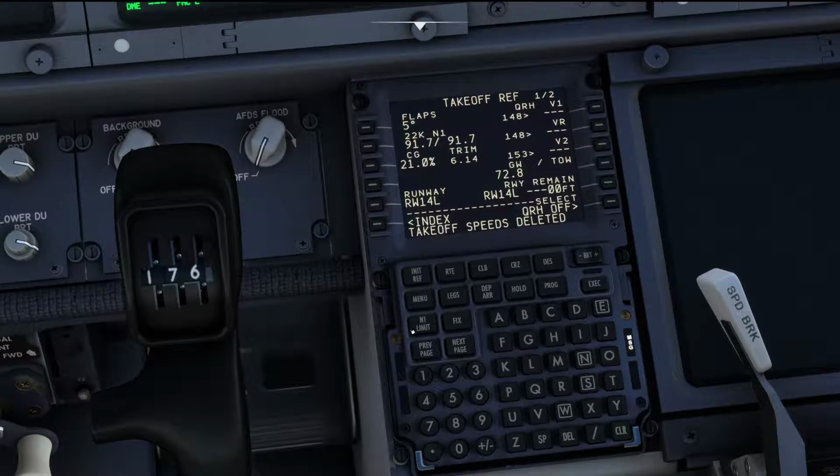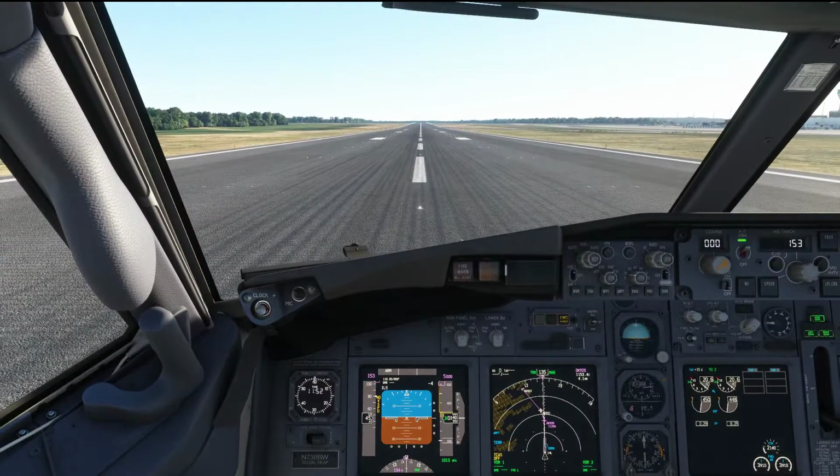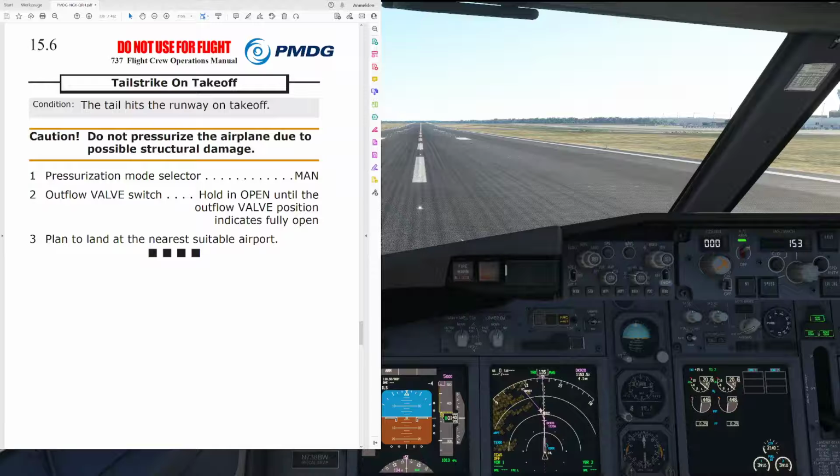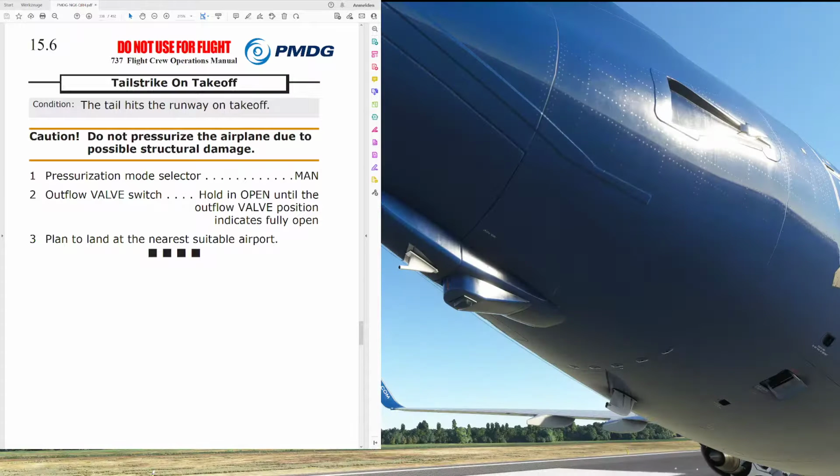Now, speaking about tailstrike and tailstrike attitudes, what do we actually do when a tailstrike does happen on takeoff? Let's have a look into the associated QRH non-normal checklist, which we do have available just here from the QRH. So, tailstrike on takeoff. Condition: the tail hits the runway on takeoff. There is a caution straight away: do not pressurize the airplane due to possible structural damage. So if that tailstrike has happened, then your cabin is likely to have received some sort of damage.